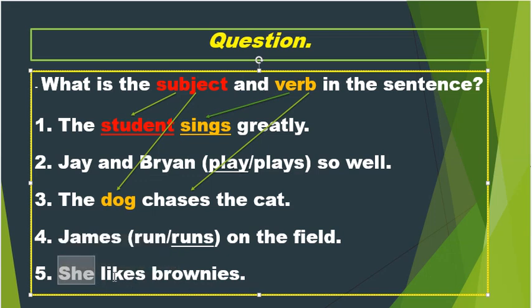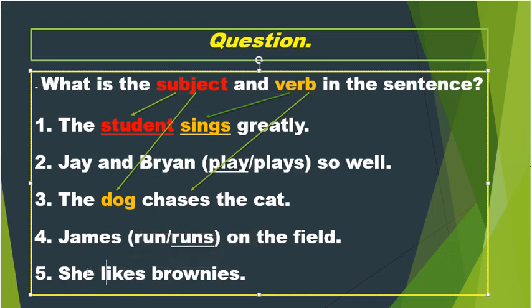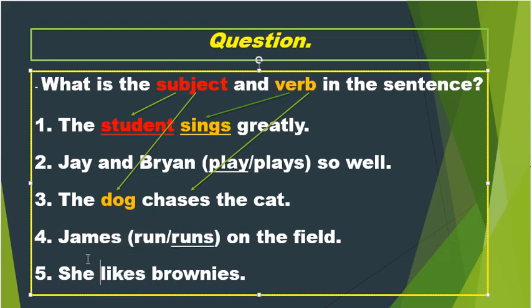Always ask, what does the girl like? She likes brownies. Or who likes brownies? The girl. And what does the girl do? Likes. What is the action the girl does? Likes. So always ask that one: who makes the action, and what is the action she or he is making.